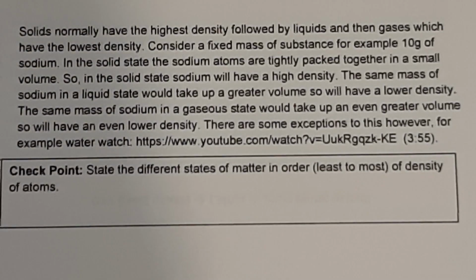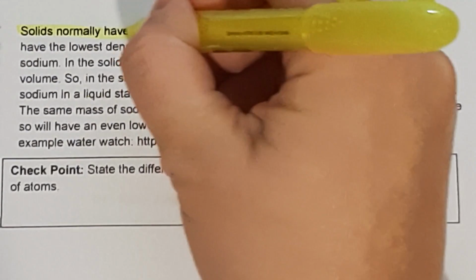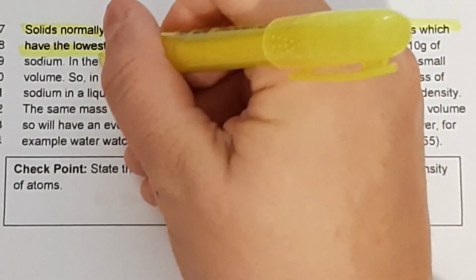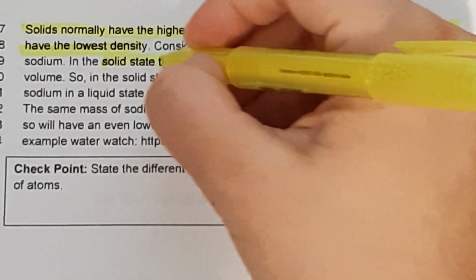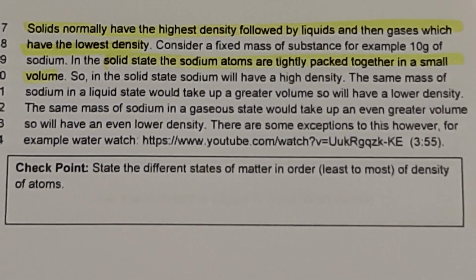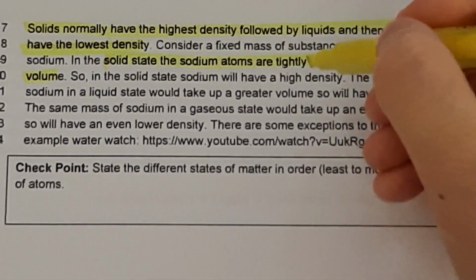Solids normally have the highest density, followed by liquids and then gases, which have the lowest density. Consider a fixed mass of a substance, for example, 10 grams of sodium. In the solid state, the sodium atoms are tightly packed together in a small volume. So in the solid state, sodium will have a high density.